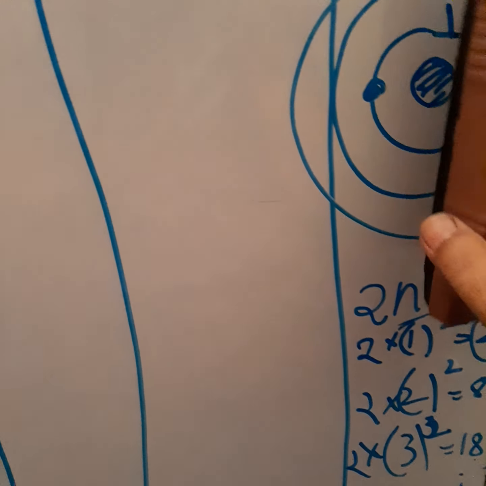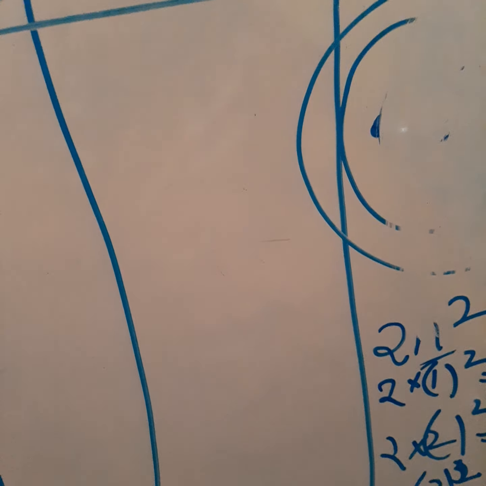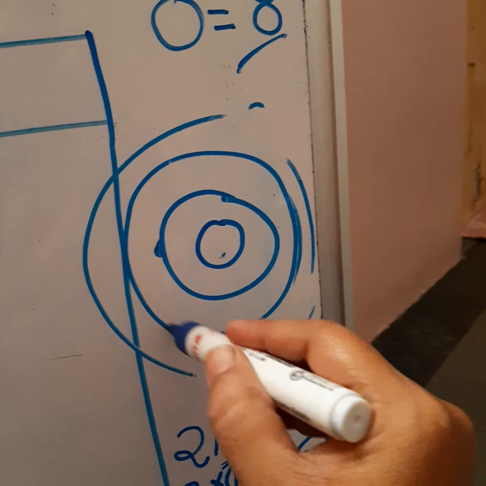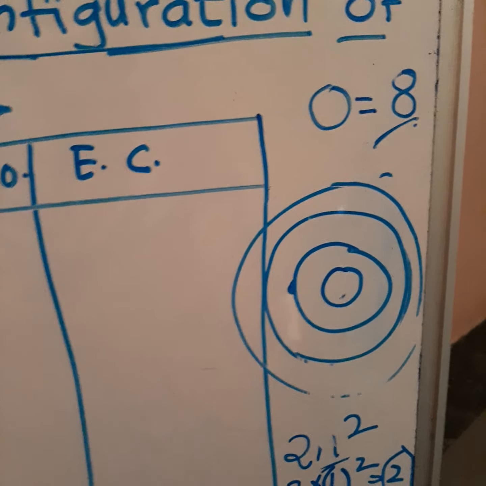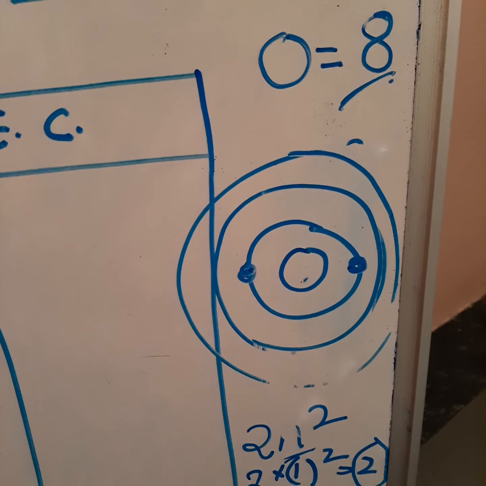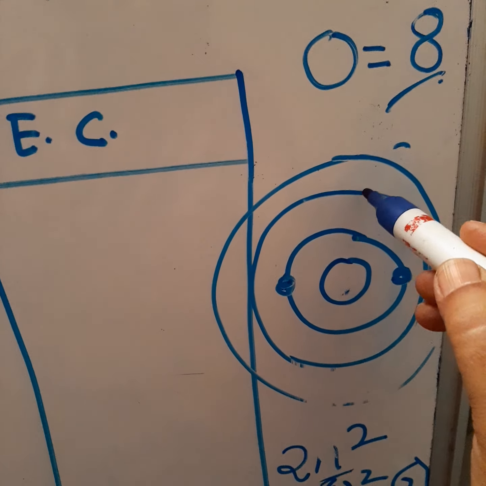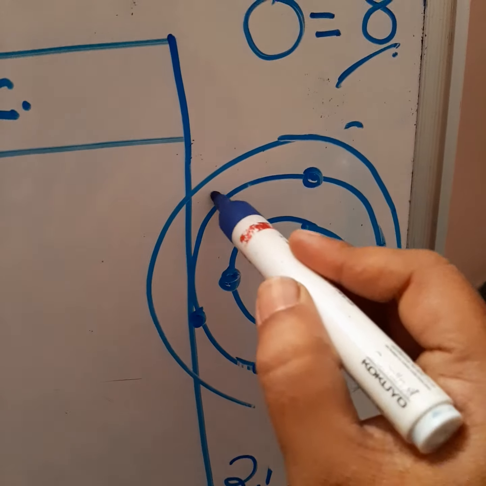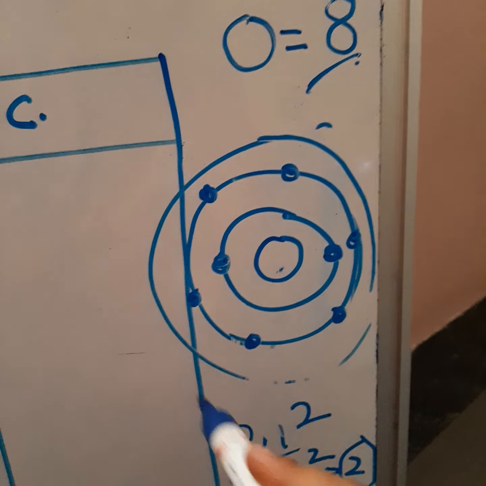Now consider only the oxygen atom. In the case of the oxygen atom, how many electrons are there? There are 8 electrons. This is the nucleus, this is the first shell, the second shell, and the third shell. Out of the 8 electrons, 2 electrons will accommodate in the first shell. The remaining electrons are 6, 8 minus 2. So 6 electrons will occupy the second shell: 1, 2, 3, 4, 5, 6. So this is the distribution of electrons: first shell 2 electrons, second shell 6 electrons.